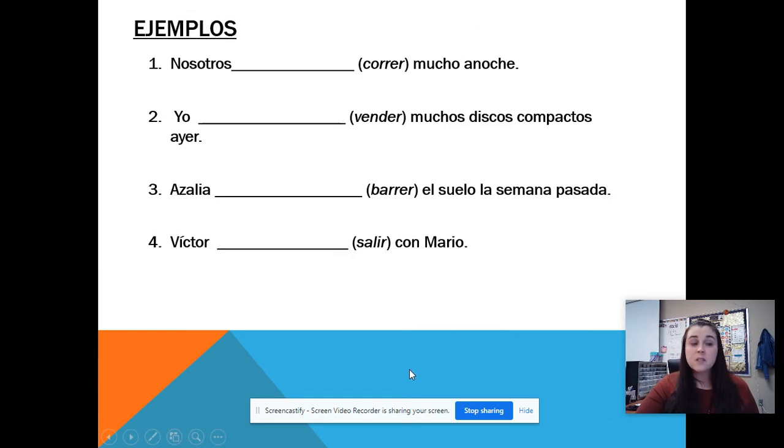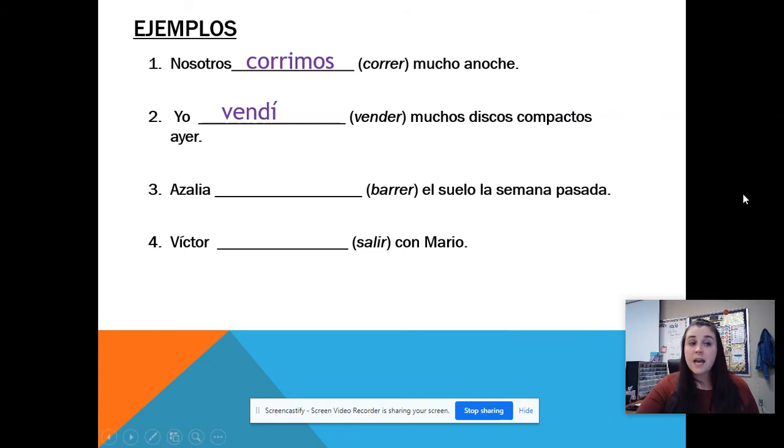Now using these in sentence form, we're going to look at our subjects and our verbs in parentheses and decide which conjugation we need. So we have nosotros, correr mucho anoche. We ran a lot last night. Correr is going to drop the ER. For nosotros, we're going to use imos, corrimos. Número 2, yo vender muchos discos compactos ayer. I sold a lot of CDs yesterday. We're going to drop the ER off. For yo, we add an I accent, yo vendí.